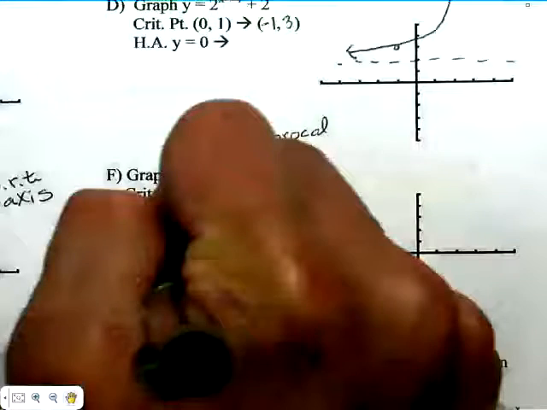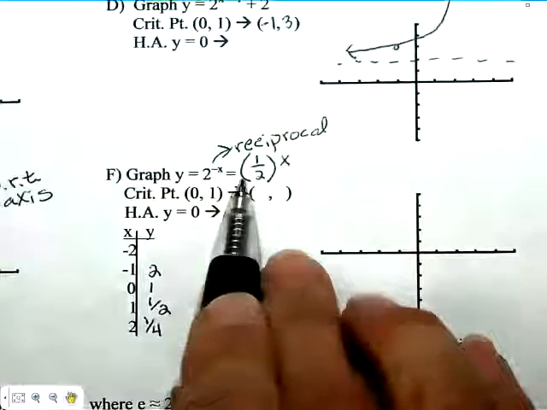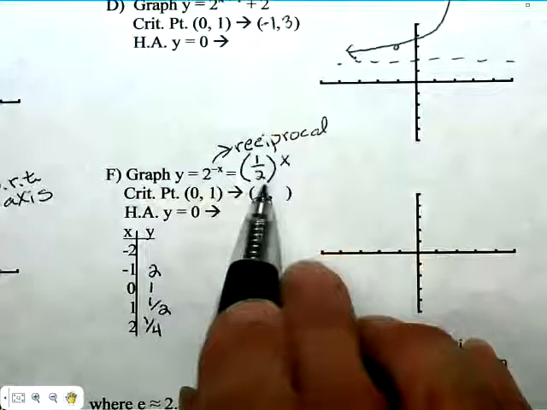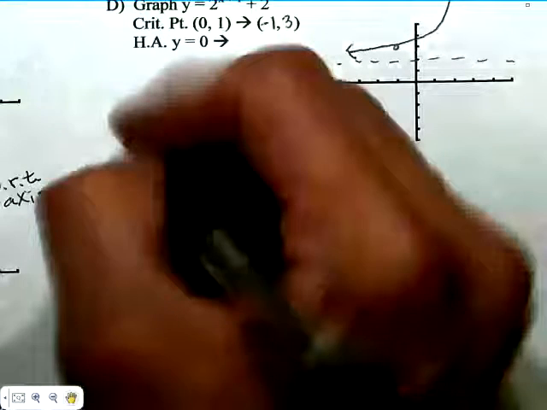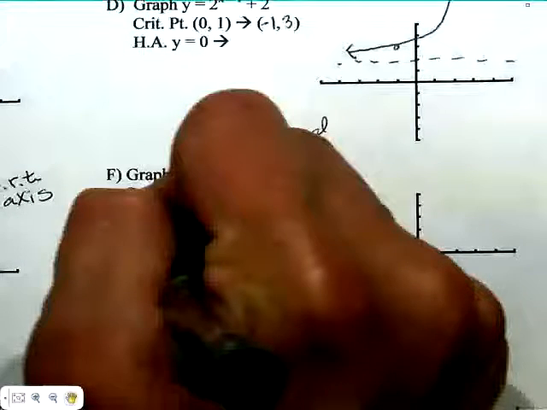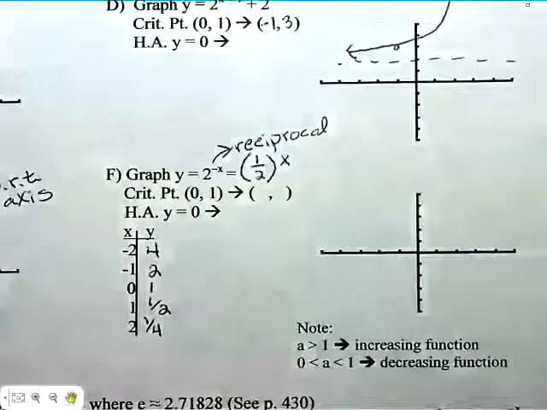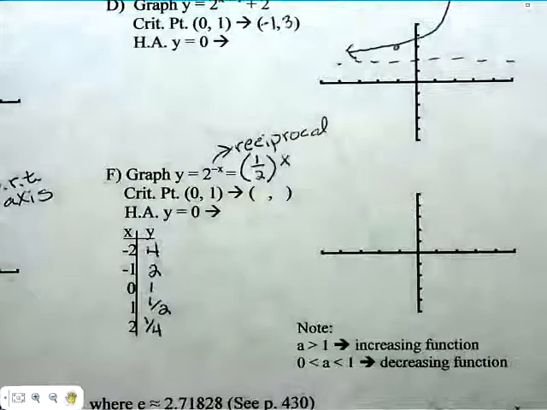And 1/2 to the negative 2. Again, you flip the 1/2. It becomes 2. And now it's to the positive 2. It's just 2 squared is 4. Plot those 5 ordered pairs and see what has happened to your graph.